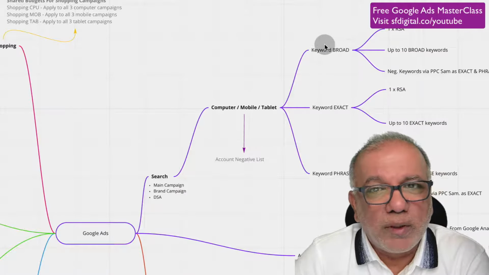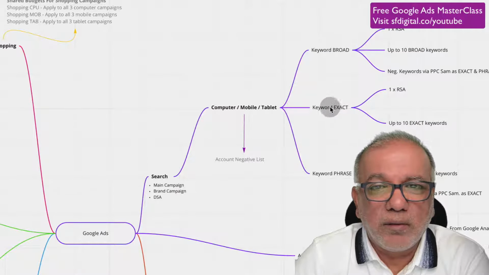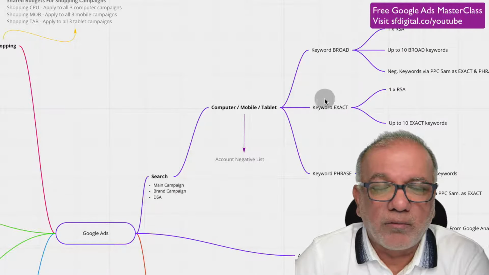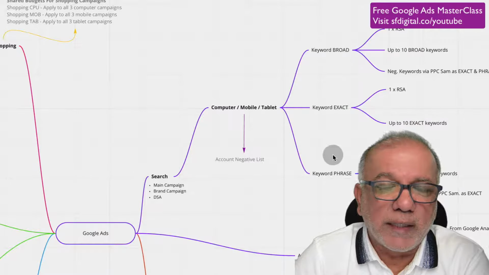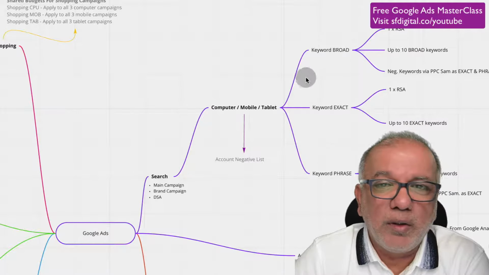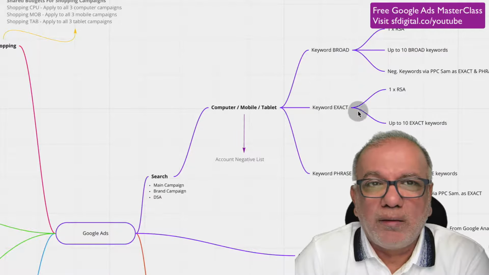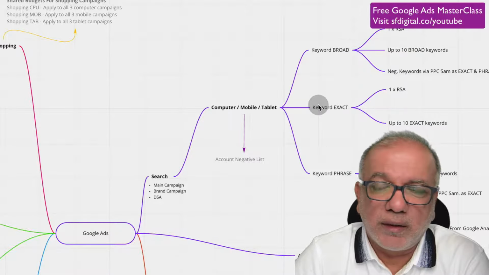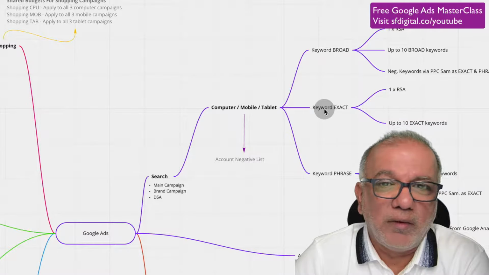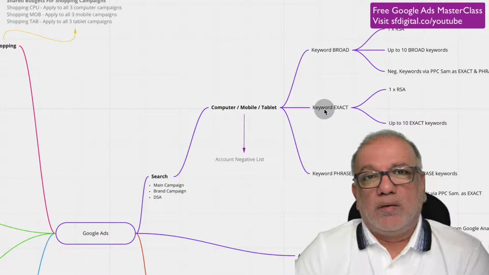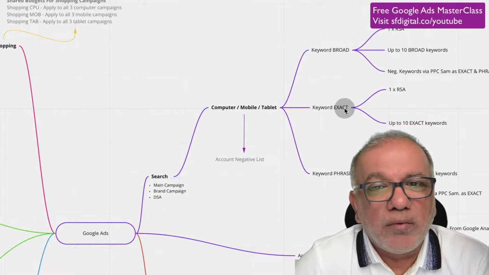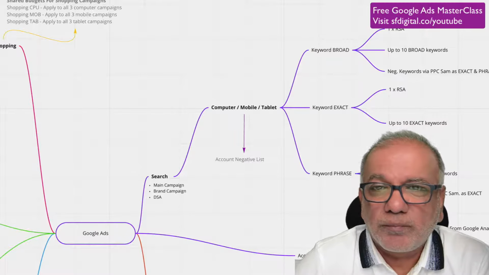If you don't want to run broad, then you can go with exact or phrase. But what we do is, instead of putting the exact and the phrase in the same ad group, we separate them out. Again, it's more work, but it keeps the account super tidy, and we can see the kind of bids which are happening in the exact keywords and the phrase keywords.